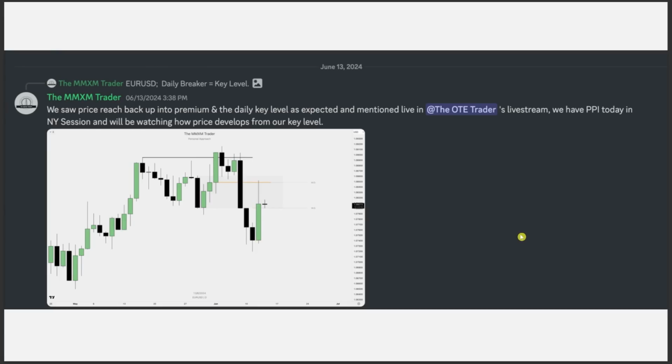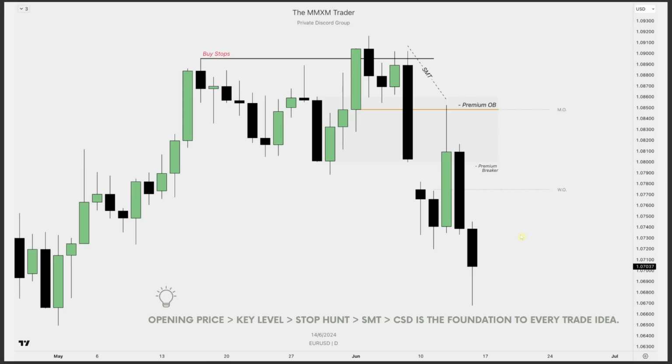Another slide here of the Discord, the call out, right? We called out the daily breaker, that is the key level. We want to see price go down from here, right? Just like I outlined in the previous slide, we need to have a key level, and price eventually went lower from this area, obviously. Now, if we zoom in a little bit more on this chart, right?